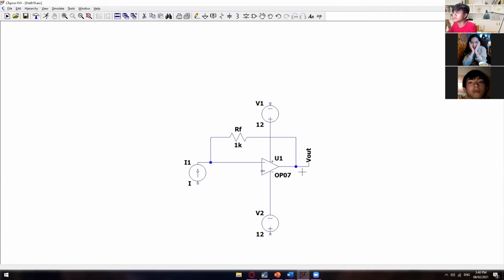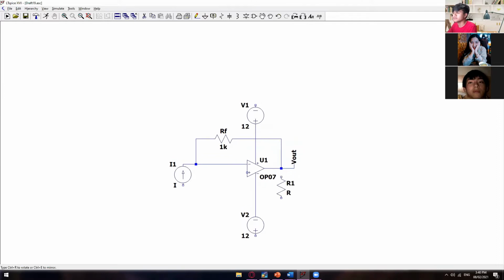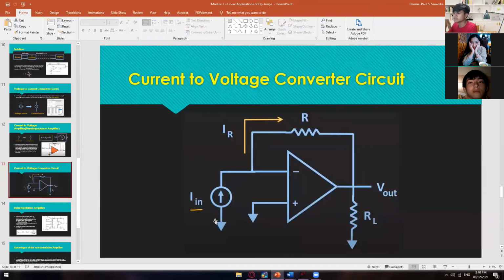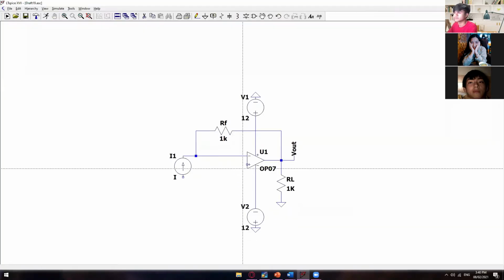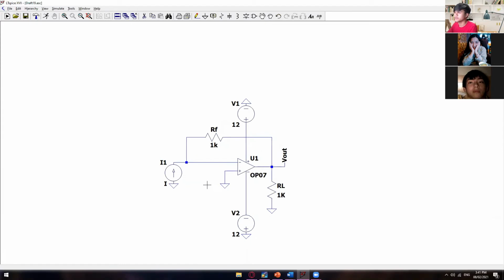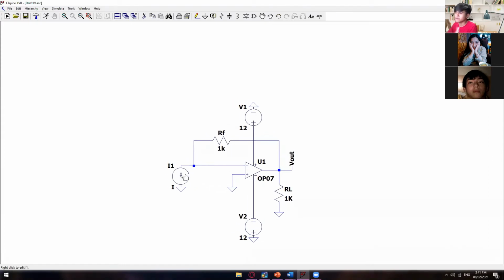There you go. And say we have RL here, which is also 1K. And then a ground, of course. Ground and then ground. And then this one is also grounded, and then just a connection here, which is also grounded. So there you go. From here, we can now put a value for our current source.